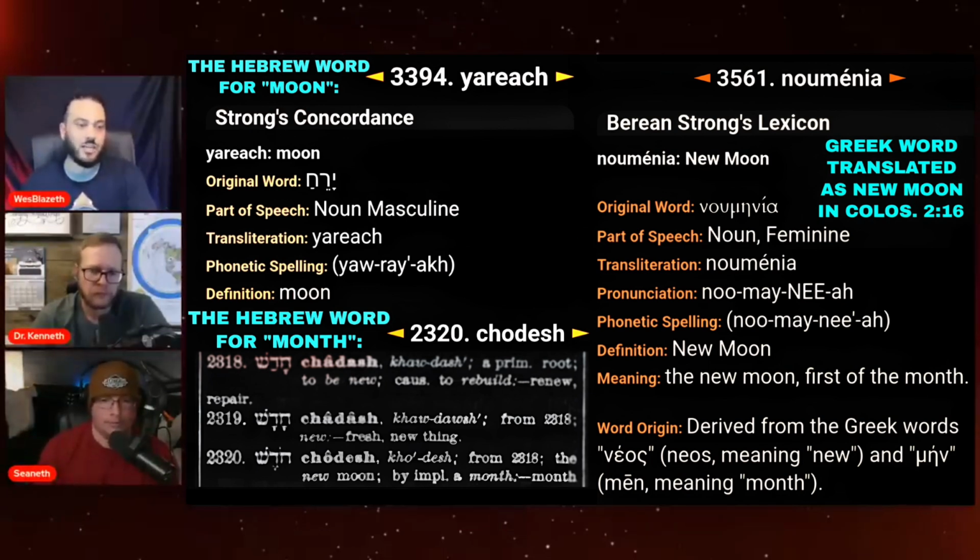And then when you go down to the left at the bottom here, the Hebrew word for month is Strong's 2320, and it's Chodesh. Now there's a few root words listed underneath it, whereas Chadash is a primitive root to be new, to rebuild, or to renew. Another Chadash with the vowel points in a different place is fresh, or a new thing. And then Chodesh is going to be, it says the new moon, and it says by implication a month.